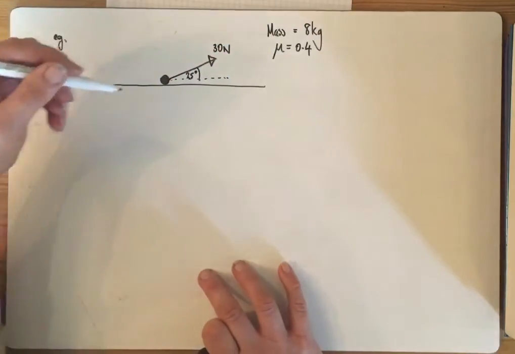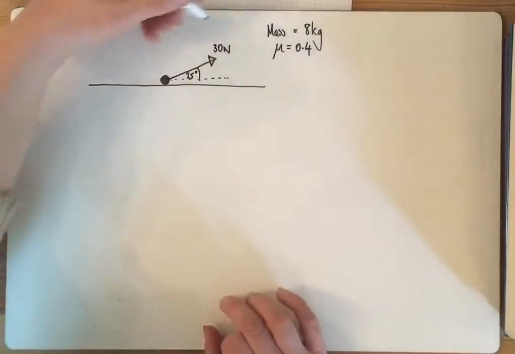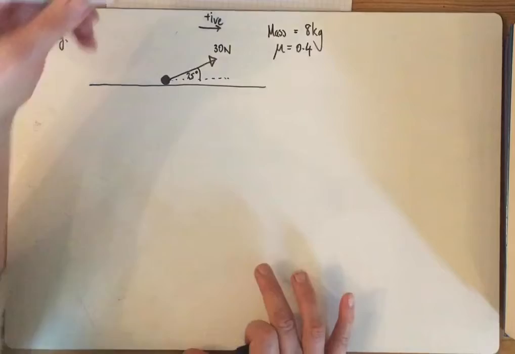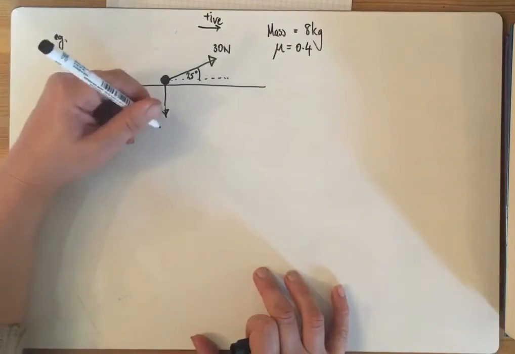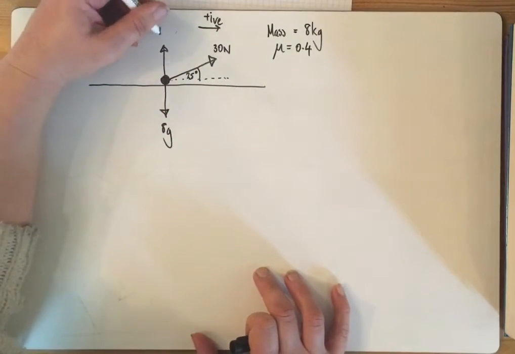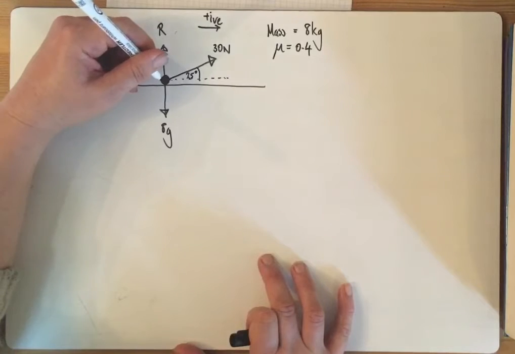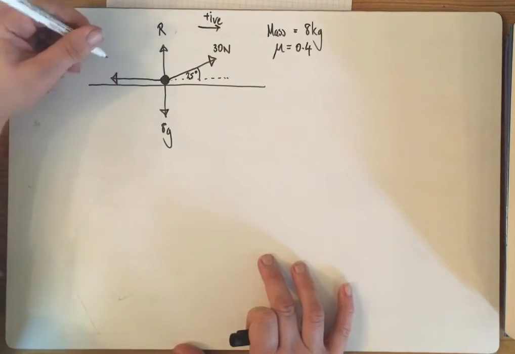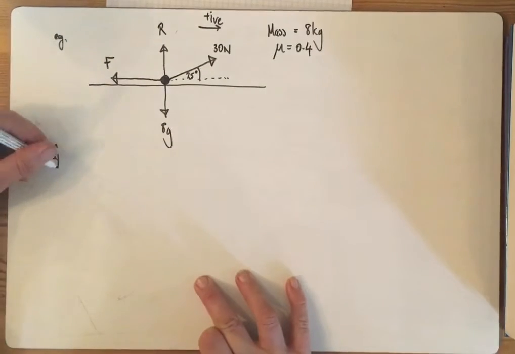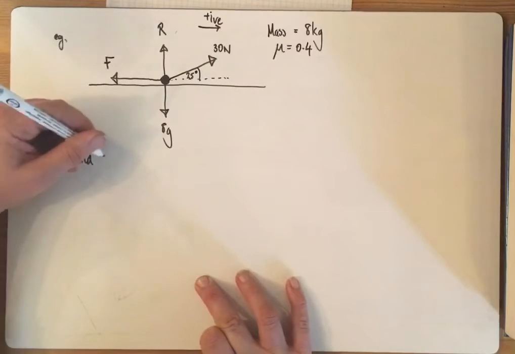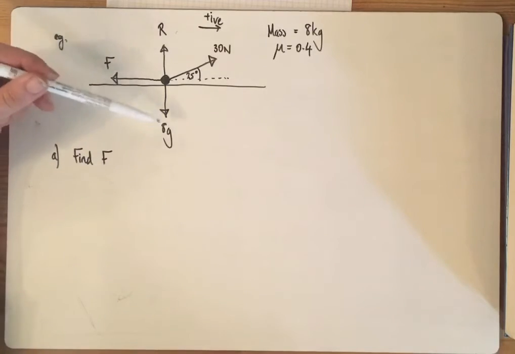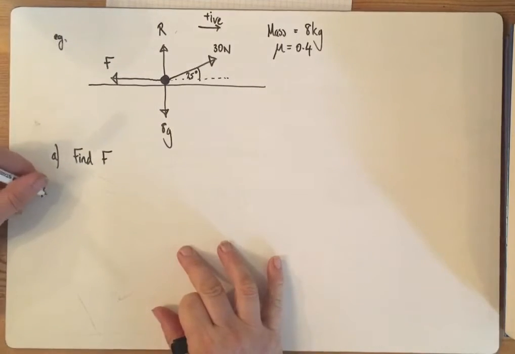30 newtons. And so drawing in the forces, motion's in this direction, so that's going to be positive direction. Weight acting down. Normal contact force, normal reaction force is perpendicular to the surface. And then we've got friction, opposing motion. And so running through the same thing, the first thing I want to do is find the frictional force. We need to use F equals mu R, so the first thing to do is to resolve vertically to find R.